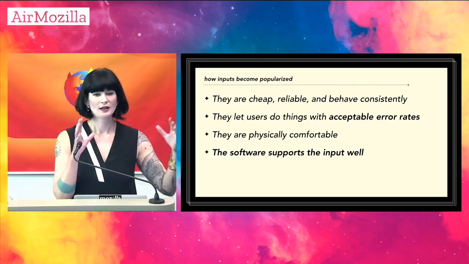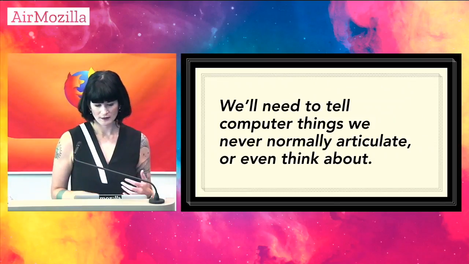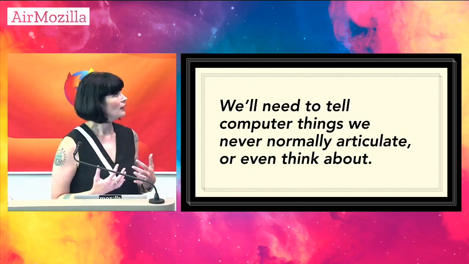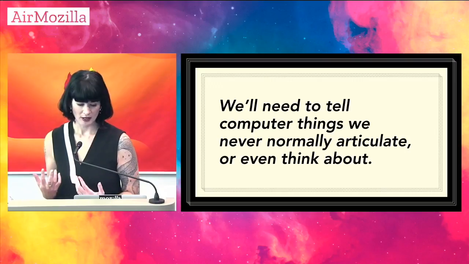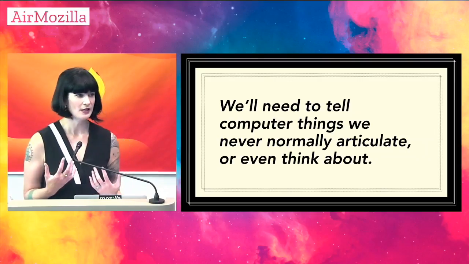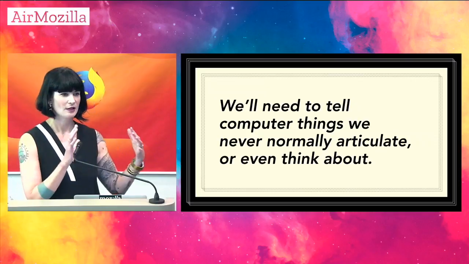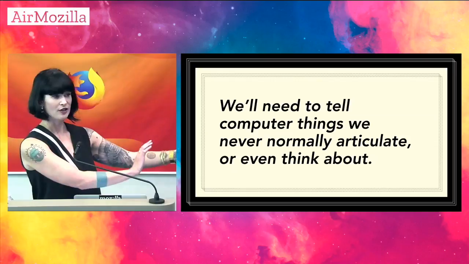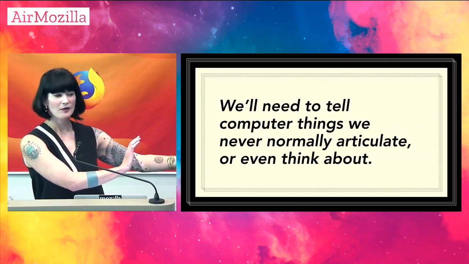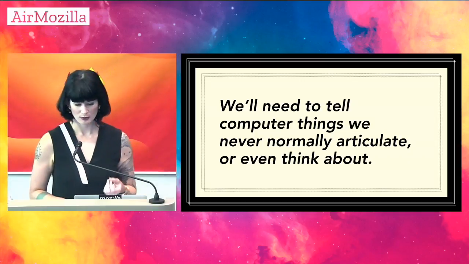Okay, so that is how we talk to computers today. Now let's go to the flip side. Again, we're going to need to tell computers things that we never normally articulate or think about. For example, we're going to need to tell them about our homes. What is okay to do in our house? What's okay to do in our bedroom, in our child's bedroom, for example? We have some of this today, but it's going to start to expand out to the entire world.